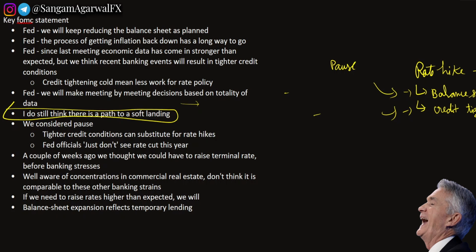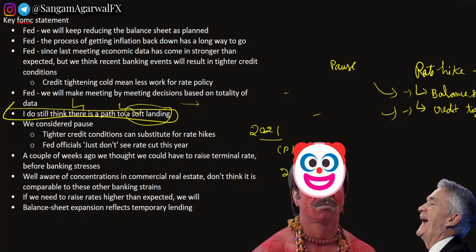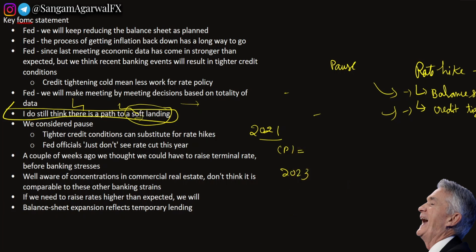He repeated again that a soft landing is possible, because in 2021 he was repeating that inflation is transitory, which means the CPI increase is temporary, and now in 2023 he is saying a soft landing is possible, which means recession will come, but it will be soft, so that nobody will feel it. So every time he repeats soft landing, same as transitory inflation, investors will speculate more and more against recession.